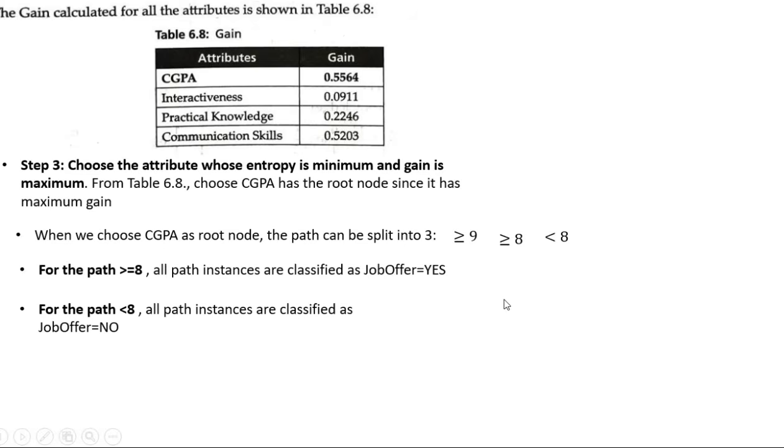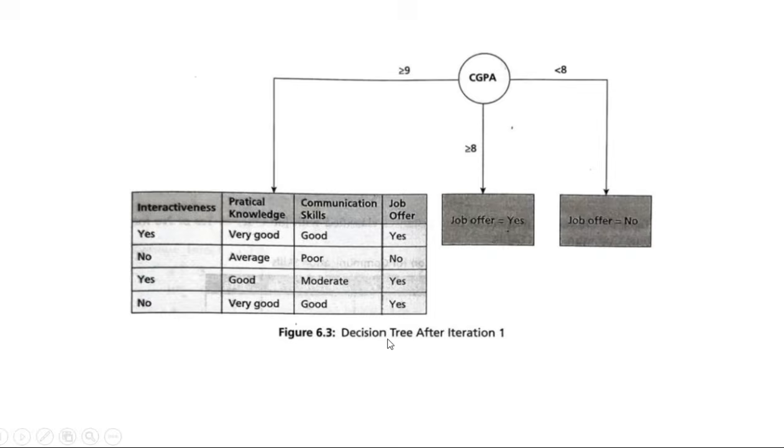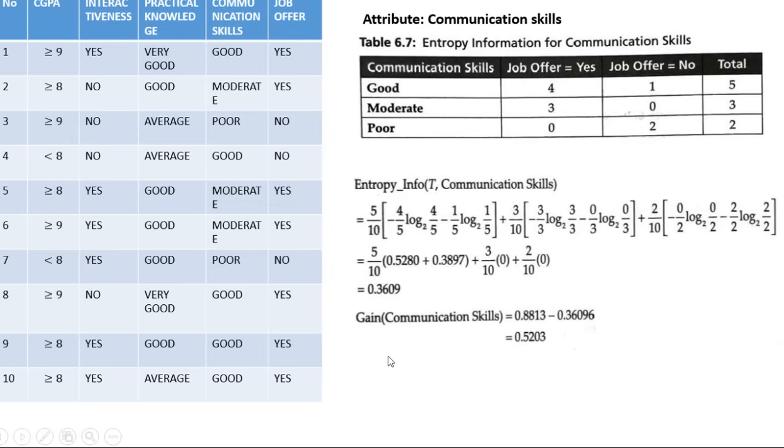Then you check. Go back to the table. Okay, the table is here. When I am having greater than or equal to 8, here the job offer is yes. Here again job offer is yes. Here again job offers are yes. So whenever I have CGPA greater than or equal to 8, the student always gets the job offer.